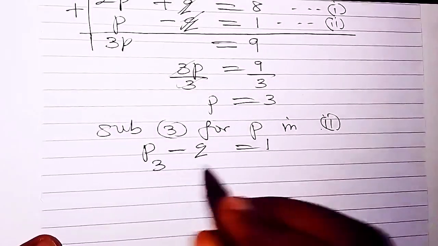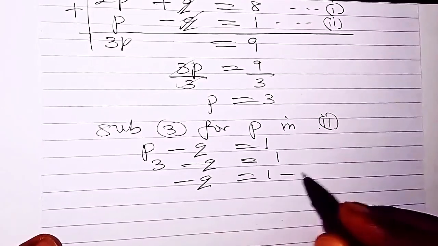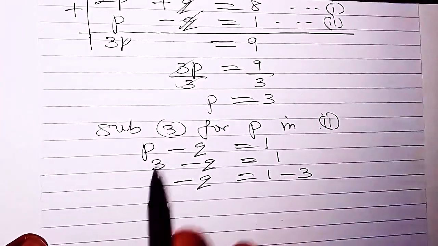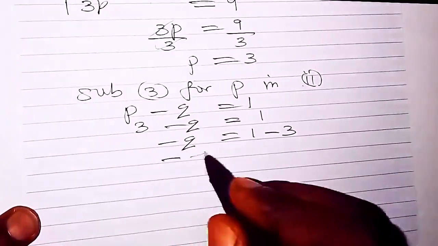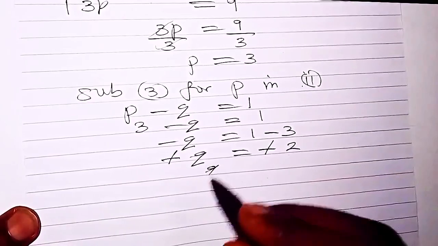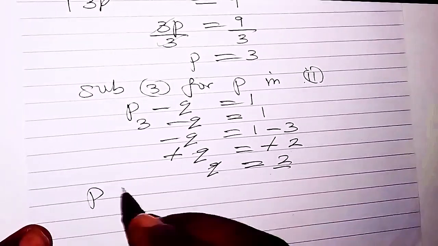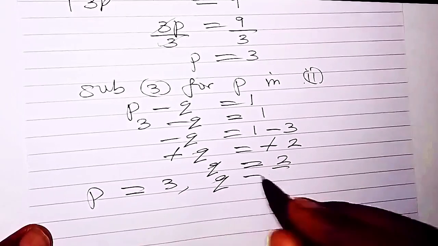And then p is 3, so 3 minus q equal to 1, and then we have minus q equal to 1 minus 3. That's when you move 3 to the other side of the equality sign, and then minus q becomes minus 2. This gets rid of the negative sign, so our q is going to be 2. So p is equal to 3 and q is equal to 2.